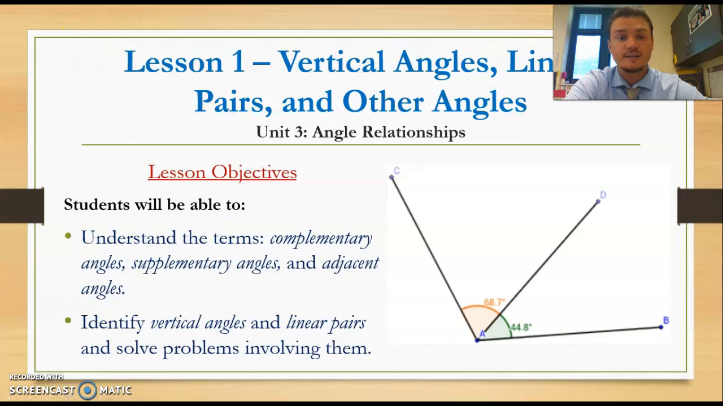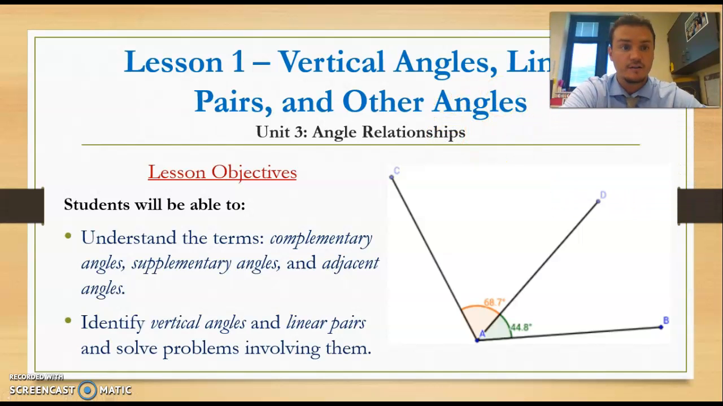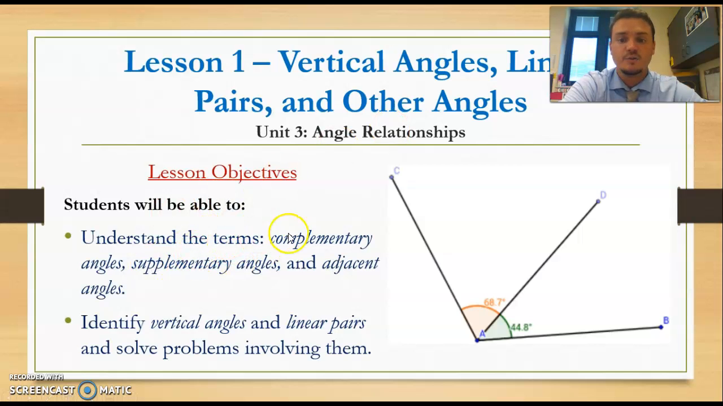In this unit, we're going to be talking about angle relationships and mainly just a bunch of angles, really. This very first lesson, we're going to be looking at what are called vertical angles, linear pairs, and basically some other angle information that you're going to need to learn here. So, the lesson objectives are to understand these terms: complementary angles, supplementary angles, and adjacent angles. And then after that, we're going to be able to identify and solve problems with vertical angles and linear pairs.